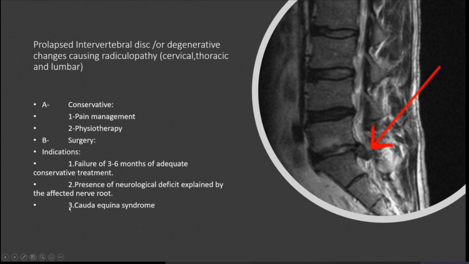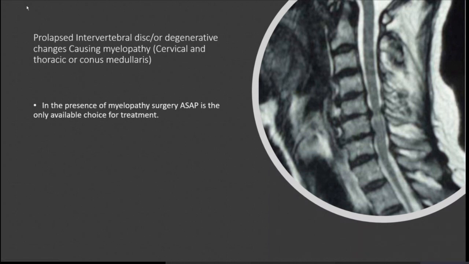Okay. The last indication for surgery is the presence of Cauda equina syndrome, and we will talk about this in a minute. And this is a combination of loss of stool and urine incontinence in addition to radicular pain. Okay, let's look at this.